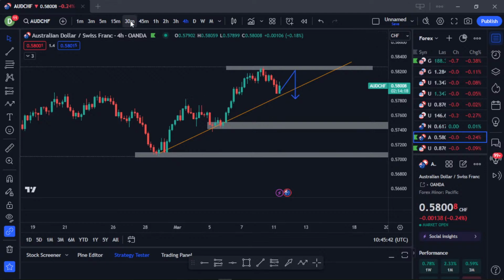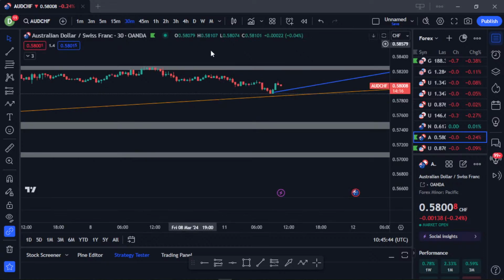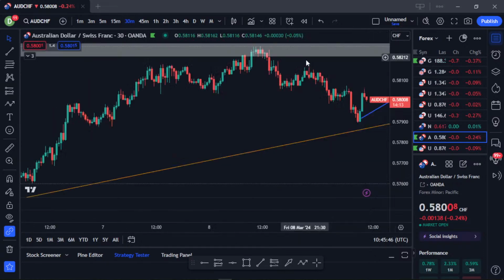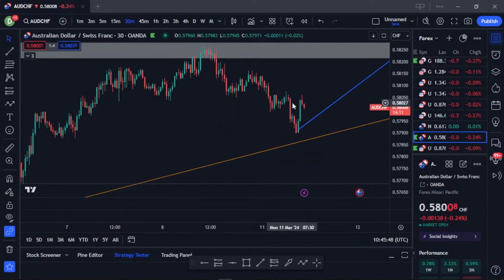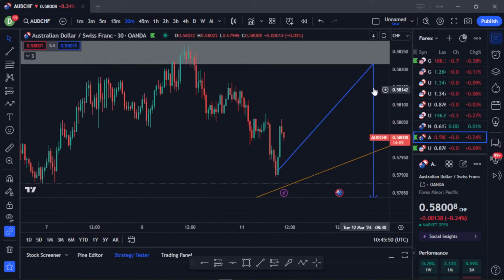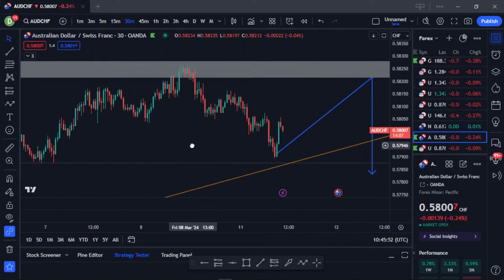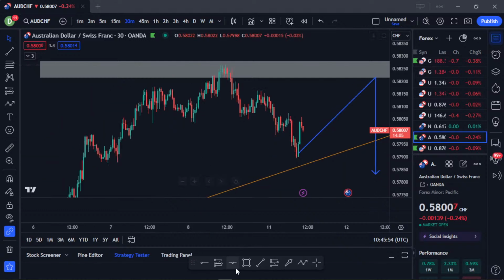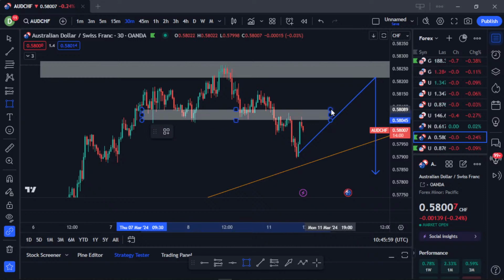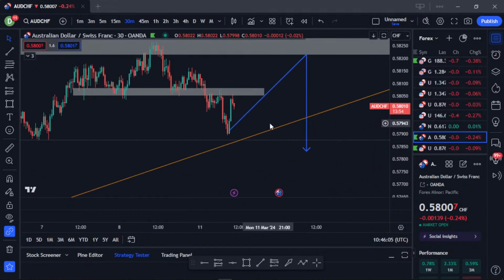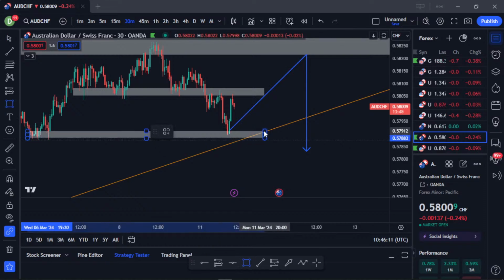But then let's go over to 30 minutes and see if we will get another opportunity. So over here on the 30 minutes, we can see that the market has created some areas here that it has broken out of again. Here was the support area as well. And then here is a minor resistance, a minor support as well.